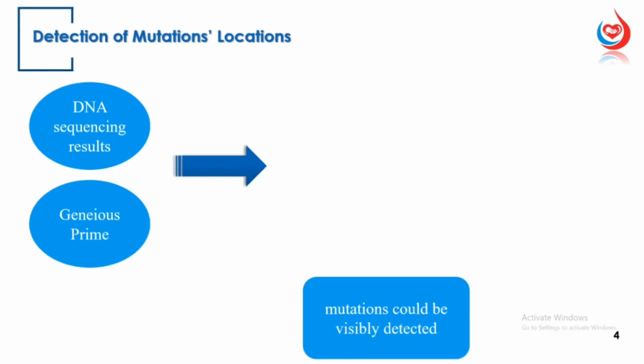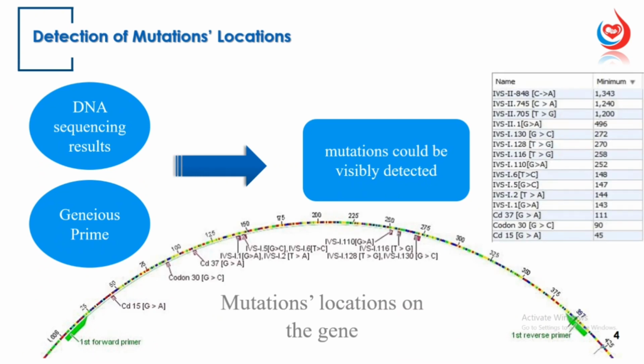After DNA sequencing, results are generated in FASTA file format and uploaded to Geneious Prime. Then, genes of thalassemia patients are compared with a standard gene of a healthy human in order to find the location of mutations in these genes. Therefore, mutations could be visibly detected as shown in this figure. The table shows mutation names and locations on the HBB gene. We notice that most of the mutations are positioned between base pair number 45 and base pair number 272.